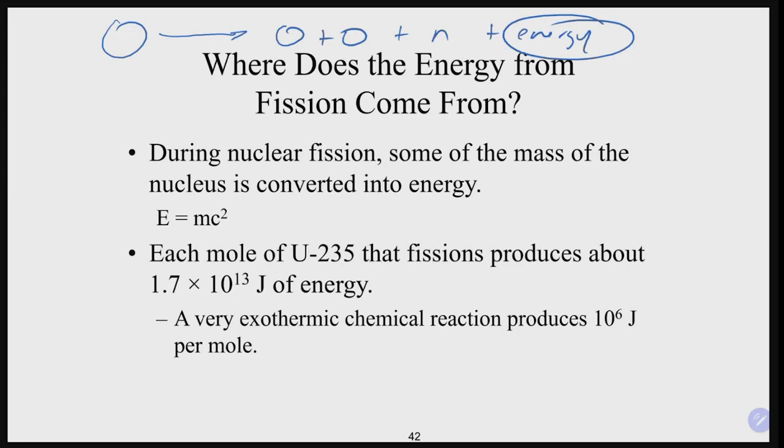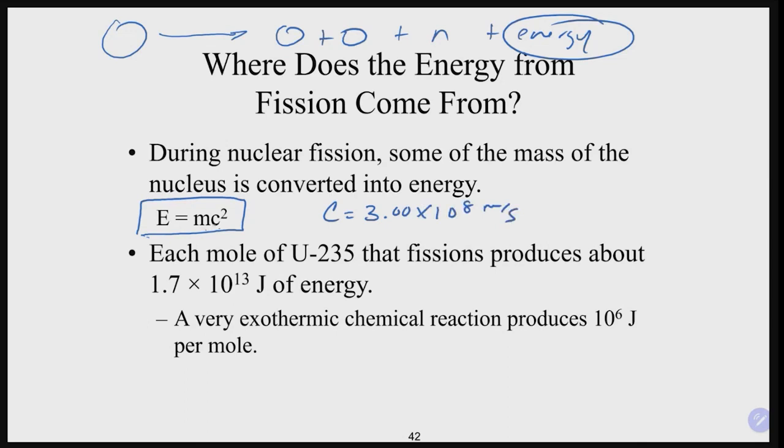And that slight difference in mass gets converted into energy, through our good friend Einstein and his equation, E equals mc squared. That is energy, that is mass, and that is the speed of light, which is 3 times 10 to the 8 meters per second in this particular case.